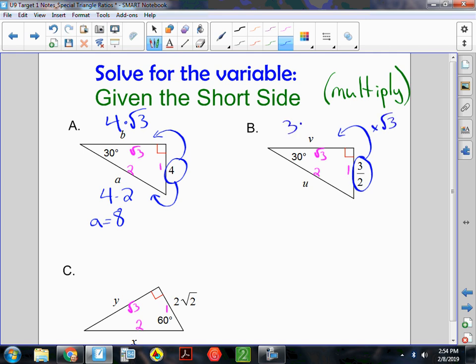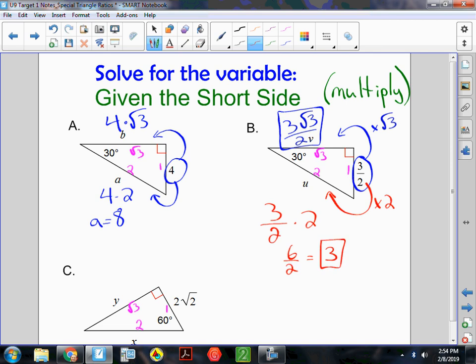So 3 square root 3 over 2 is how we write 3/2 times square root 3. To go to the hypotenuse, we multiply times 2. So 3/2 times 2 is going to give me 6/2, which reduces to 3.